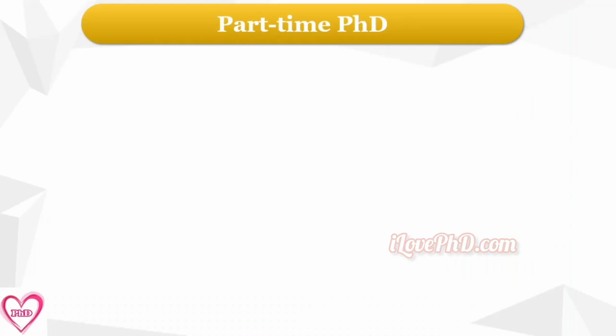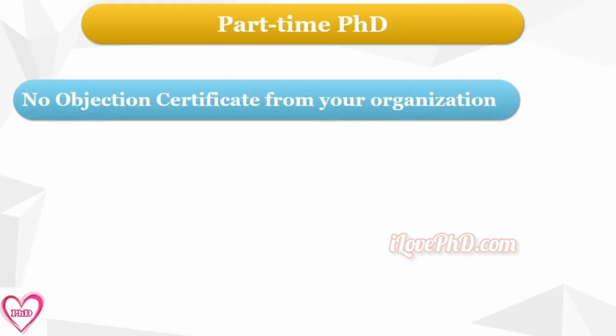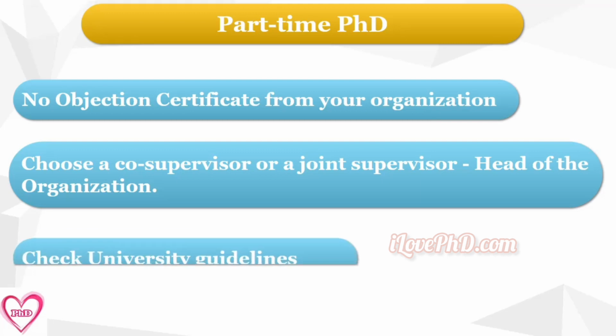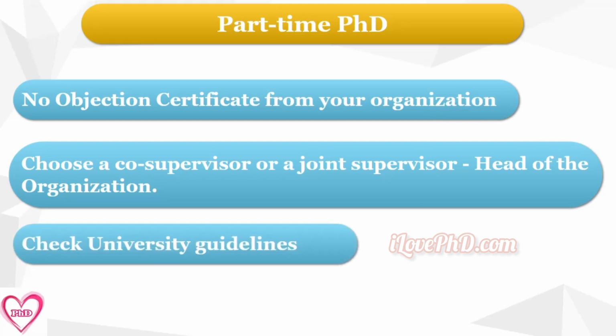Some of you may want to carry out a PhD program under the part-time category. In this case, you need to get an NOC, that is no objection certificate, from the organization where you work. If your organization permits you, you can register your PhD in the university you want to do. You may have to choose a co-supervisor or a joint supervisor, and he or she may be your head of the organization. Also ensure that your organization is registered as a research center under that university. Otherwise, they need to sign a MOU. Basically, these procedures depend on the university guidelines, and it may vary from one university to another. So you need to be aware of all these details too.